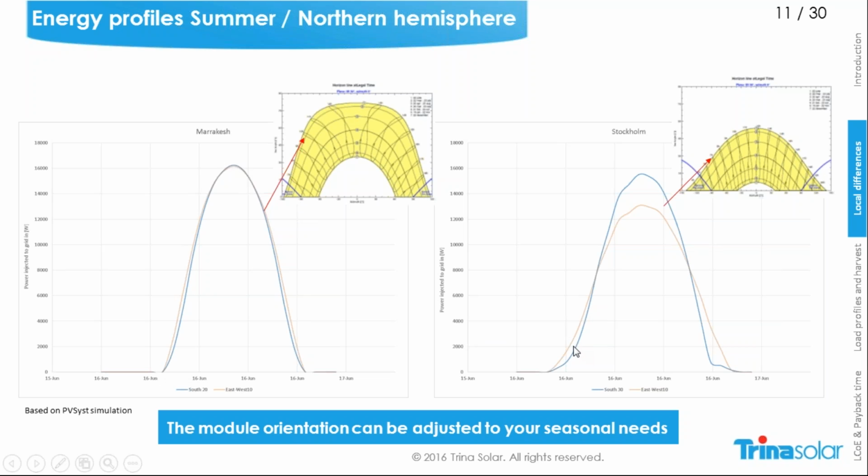If you go now to Stockholm, there you can clearly see that, okay, during the morning I have more energy production, and then during lunchtime, as during noon, it's a big difference compared to the south-orientated system, and the same in the evening. So the curve is wider but lower. That means if you, for example, have a private home where all people are working, that means you need energy in the morning, you need energy in the evening.